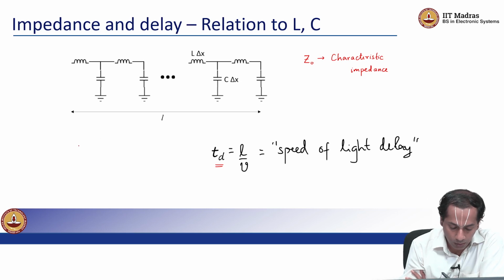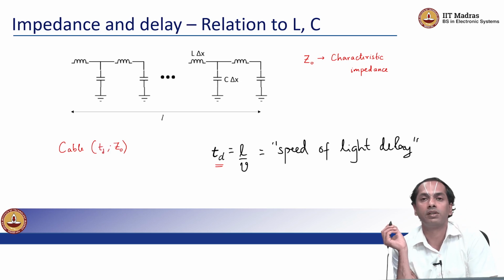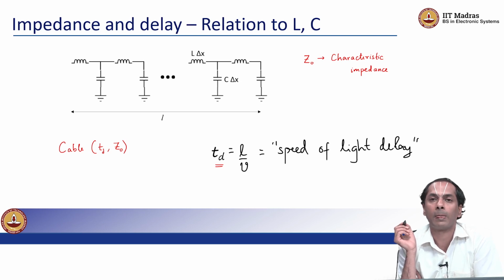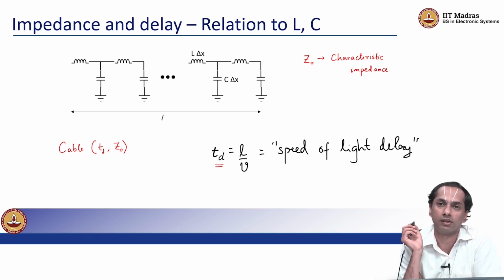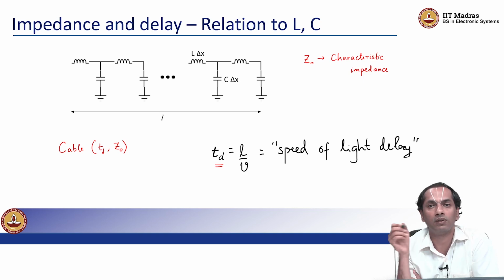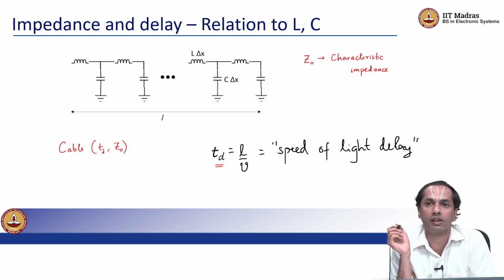So given a cable, I'll normally be given two parameters, TD and Z naught. Sorry, not tau. Let's not confuse it with the tau that we introduced earlier. That's why I use TD, right? So TD is the speed of light delay of the cable and the Z naught, right? Of course you can measure the physical length of the cable, and the length of the cable l divided by the speed of light will give you this TD as well.